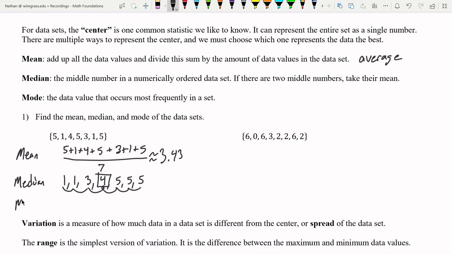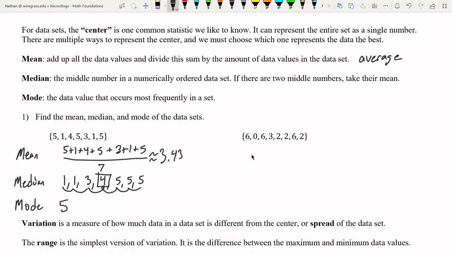And finally, the mode is going to be the number that occurs most often. And that's going to be 5. That occurs 3 times. That's the highest one. So the mode is 5. So the mean, median, and mode in this data set is different for each one.